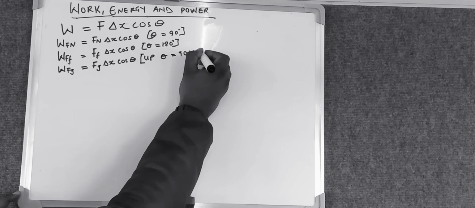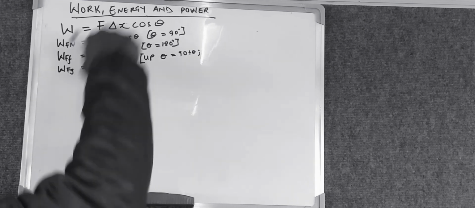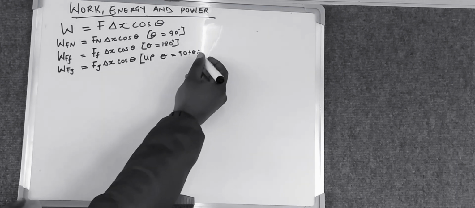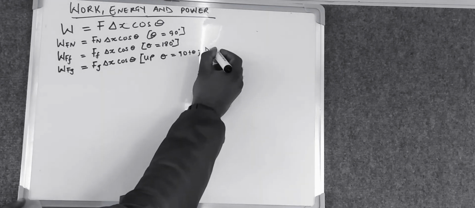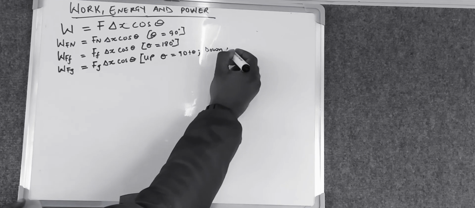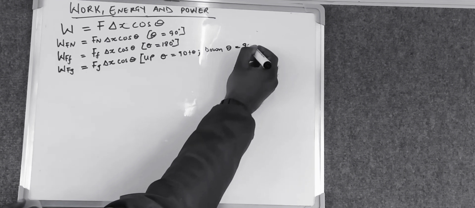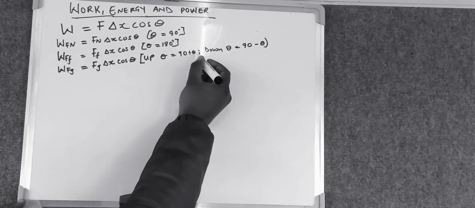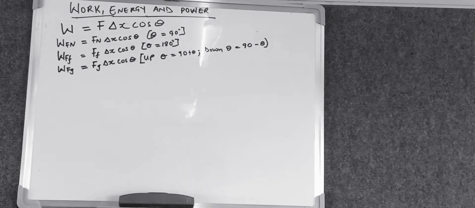plus theta. Remember that if the direction is upward in an inclined plane, you say theta is equal to 90 plus theta. But if it is moving down the plane, use 90 minus theta. Remember, this theta is the angle of inclination of the inclined plane. What do I mean? Allow me to expatiate on this one.